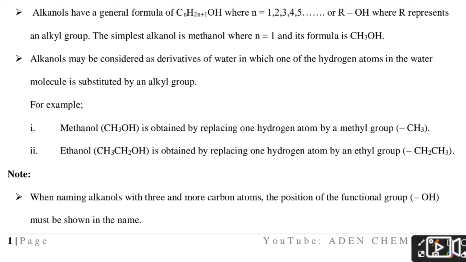So next we are told, note, when naming alkanols with 3 or more carbon atoms, the position of the functional group, that is the OH group, must be shown in the name. For example, if I'm talking about the third member of the alkanol series, I will not say propanol, I say propan-1-ol. We have to at least show the number to which the functional group belongs. So that means if you are talking about one with 4 carbon atoms, you say butan-1-ol or butan-2-ol.